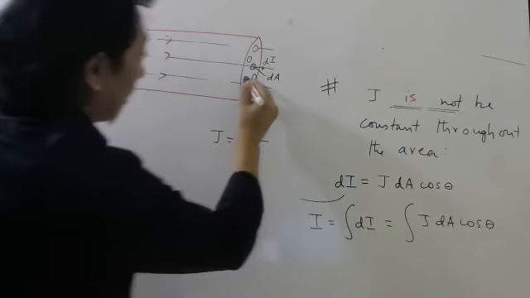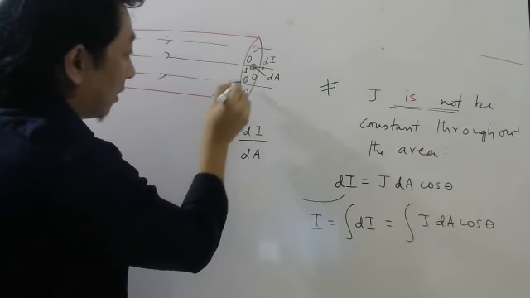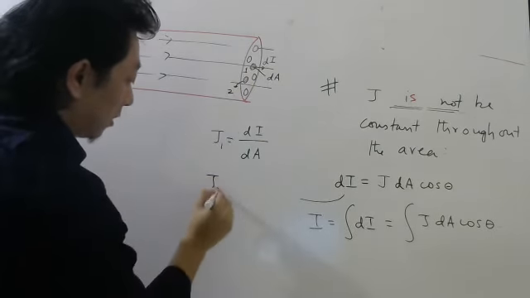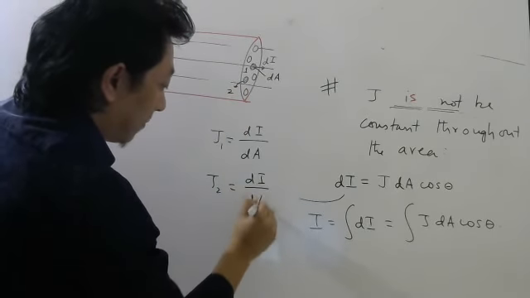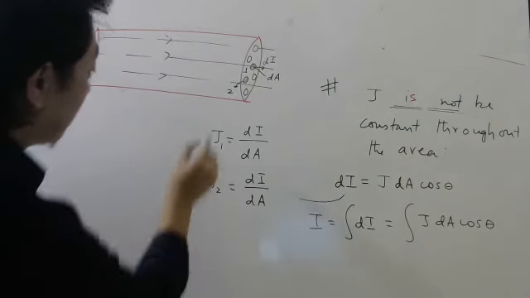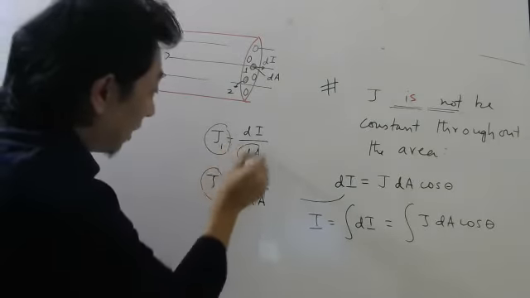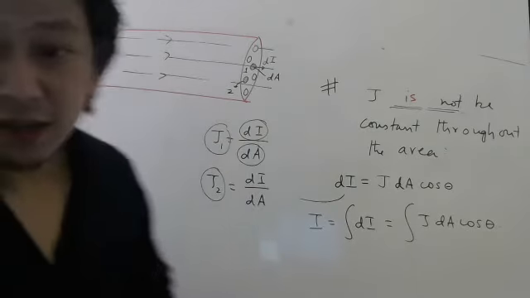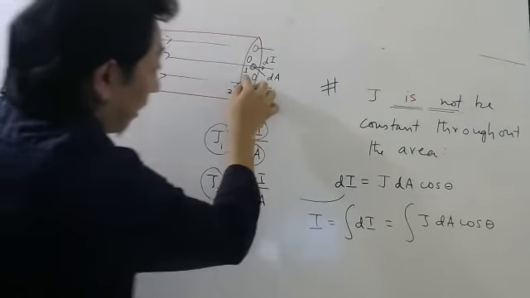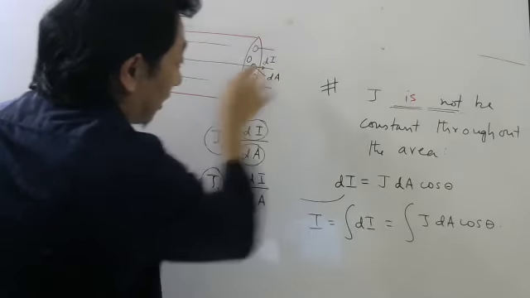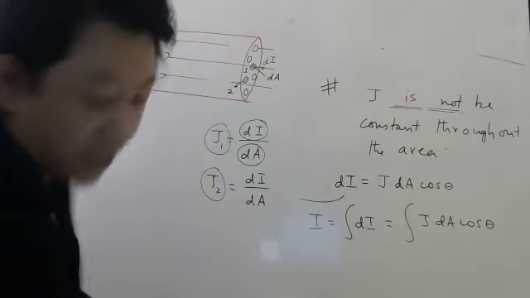Now what will be here? Let me call that J1. This is 1. Here if I ask 2, some current dI is coming out by dA. So what does it mean when I say current density is constant? Current density constant means every small area should have the same current. So if every small area has the same current coming out, then we can take J as constant.